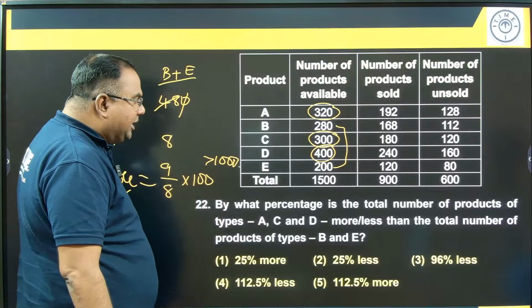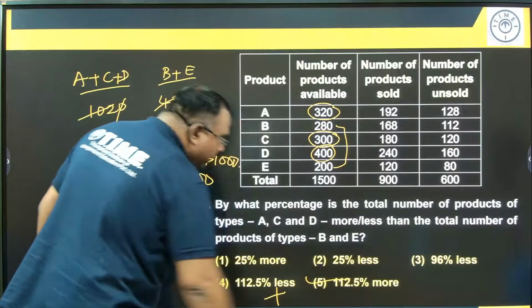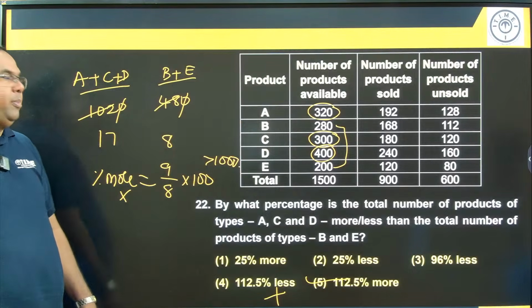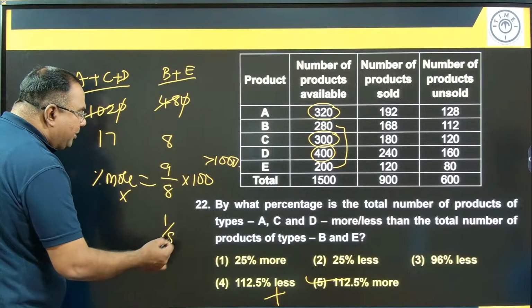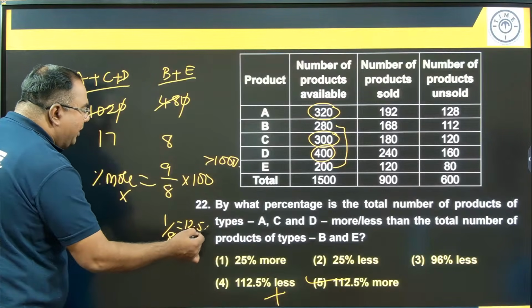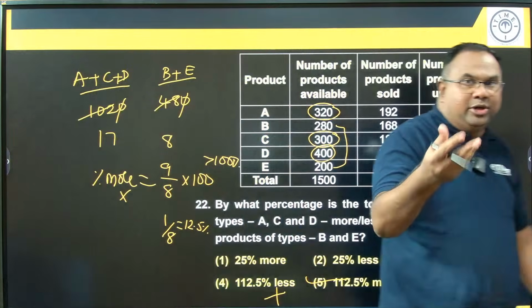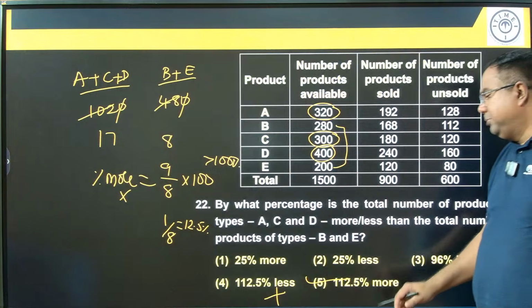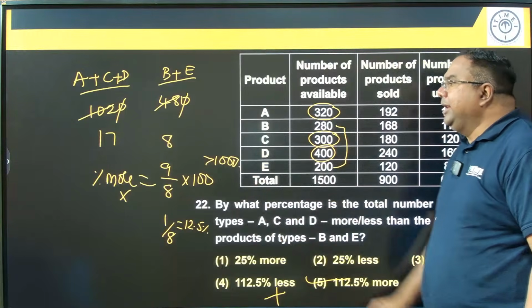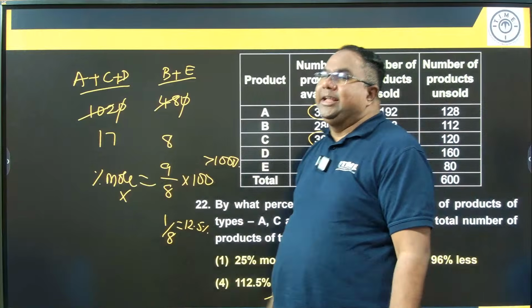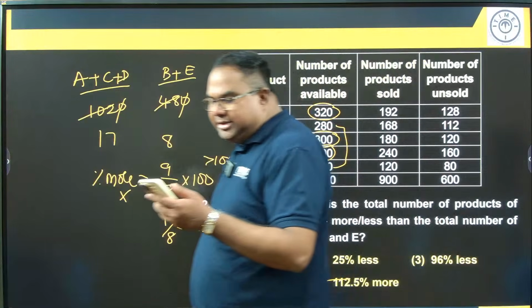So more than 100%, it is more, no? Two options are more than 100%, one is less, one is more. So without even calculating, 112.5%. Or 8 by 8 will be 100%, it is 1 extra, 1 by 8. So 12.5 extra, 100 plus 12.5, I can say 112.5. 9 by 8 is more than 100%. It is not less, it is more. So there is only one option here. 8 by 8 will be 100%, 1 by 8 extra, 12.5 extra. It has to be 112.5%. Correct answer?